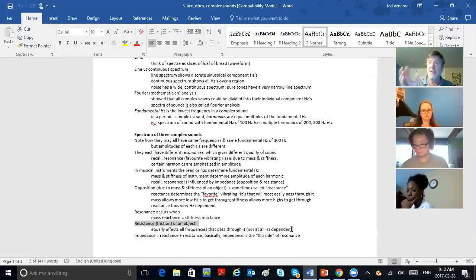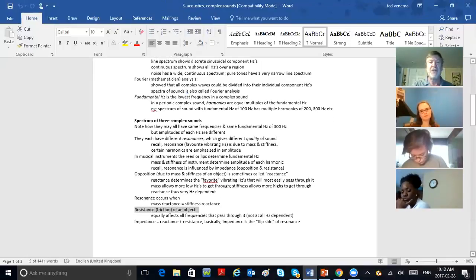Well, that's the same thing in an object carrying sound. Every object carrying sound has resistance to the passage of sound. Otherwise, sound would go on forever. So, resistance in any object, unlike reactance, is the same for all frequencies. It is not frequency dependent. Reactance is opposition due to mass and opposition due to stiffness, and those are very, very frequency dependent. Good. Look what we've covered. Isn't that special? Top of page 2.